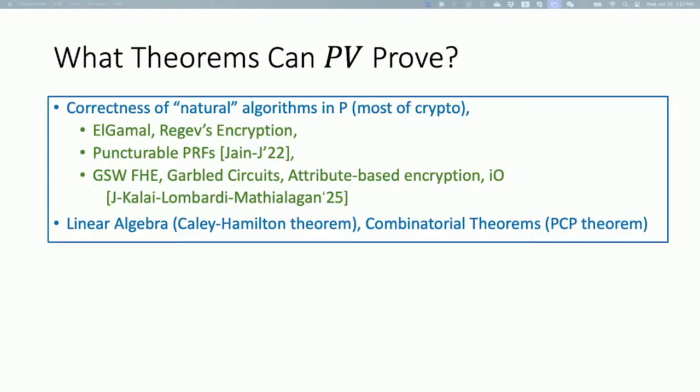What exactly do you mean? Do you mean the proof that they're correct based on the underlying assumption? So here we only care about the correctness. So just the correctness, okay. Just about the decryption of encryption. Yes, right.